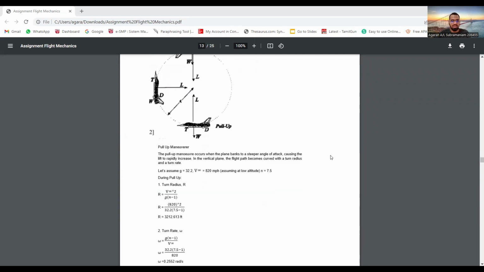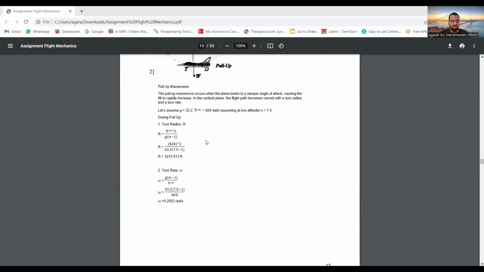A pull up maneuver occurs when the plane banks to a steeper angle of attack, causing lift to rapidly increase. In the vertical plane, the flight path becomes curved with a turn radius and a turn rate. In order to find the turn radius and turn rate during pull up, we will use the equation shown, and we assume that g is 32.2, V is 820 miles per hour, and the load factor is 7.5. By using that, we can find the turn radius, which is shown here, and also the turn rate.